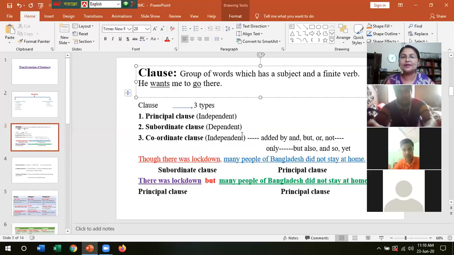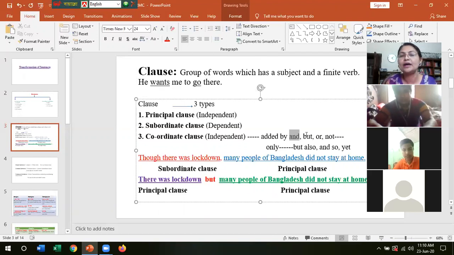Coordinate clause is independent, and it is added by some coordinating conjunctions like and, but, or, not only but also, and so, yet. These are coordinating conjunctions. Okay, I have given two examples. I think you will get a clear picture about the clause.